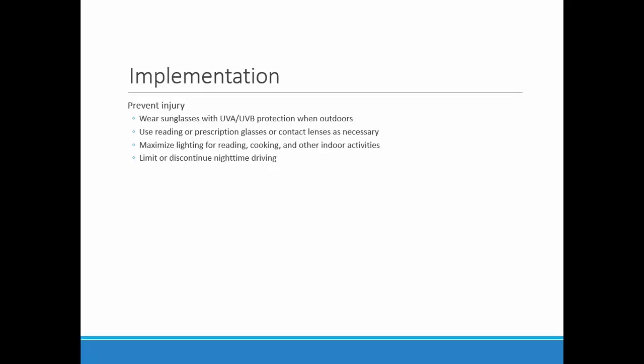All right. With initial diagnosis, teaching is going to focus on the disorder itself, indications for surgery, and vision restoration following cataract removal. So in preventing injury: wearing sunglasses with UVA and UVB protection when they're outdoors, using reading or prescription glasses or contact lenses as necessary, maximizing lighting for reading, cooking, and other indoor activities, and limiting or discontinuing nighttime driving. A lot of times they have more glare and have more difficulty seeing at night.